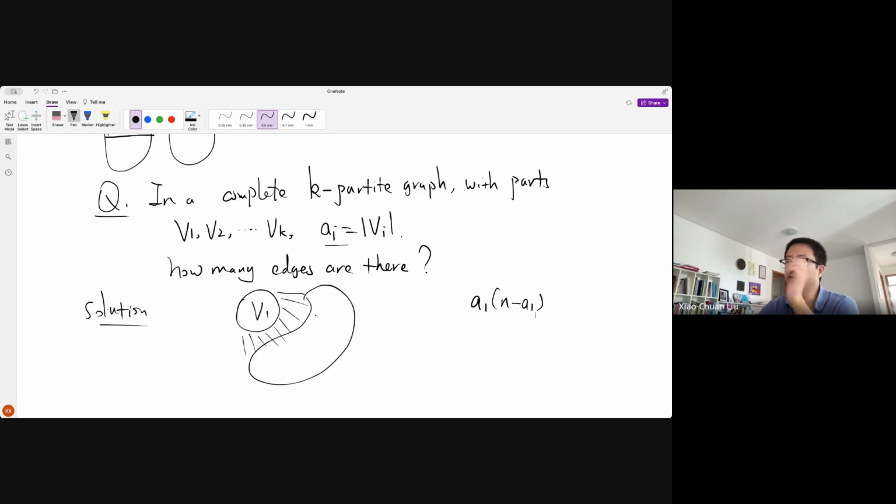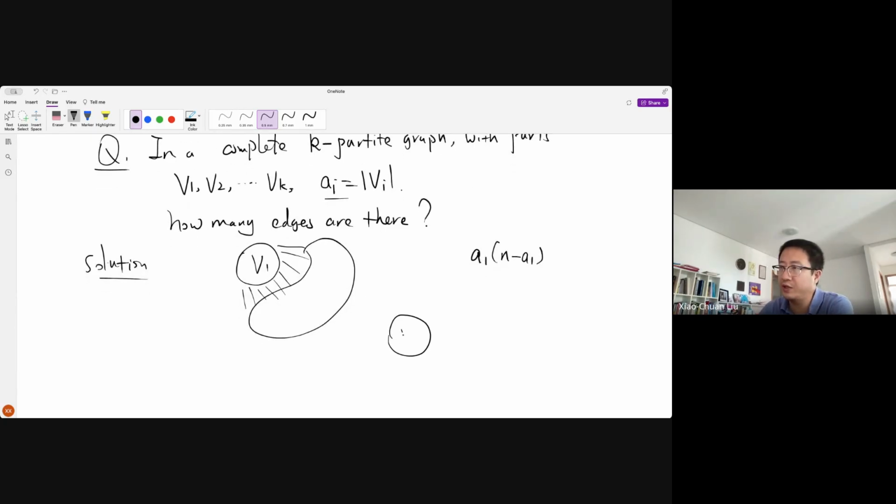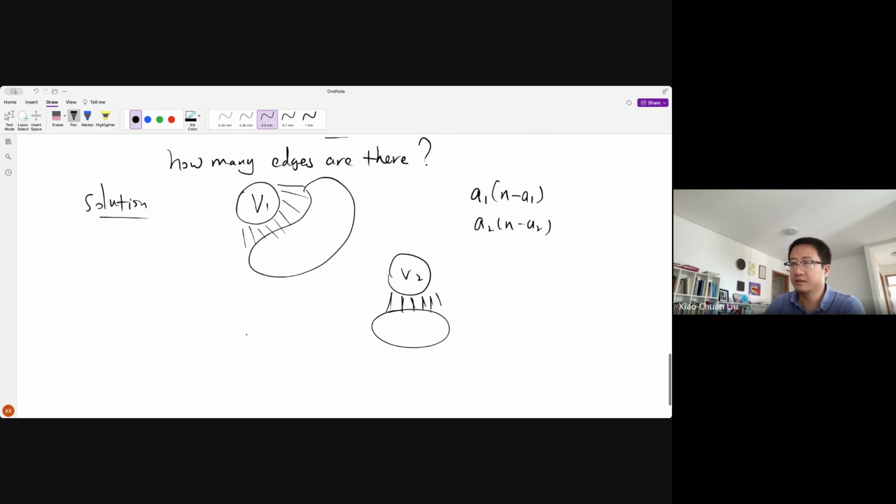And you do a similar thing. If you look at V2, you count A2 times (n minus A2). It will be all the edges that involve V2. Then you make the sum, which is the sum over i from 1 to k of Ai times (n minus Ai), right? And this sum has to be divided by 2, because each edge is counted twice. So it's again our double counting. Is it clear? So this is the solution.